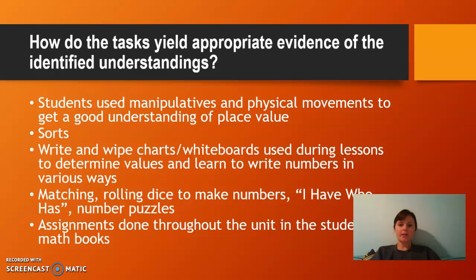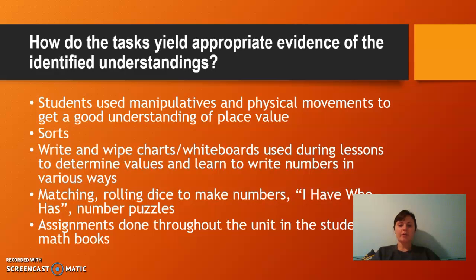Students had to use manipulatives such as base 10 blocks, 100 blocks, and 1 cubes, and physical movements to get a good understanding of place value. So in the very first lesson, I had them use the base 10 blocks to create numbers, and then compose tens into hundreds and compose ones into tens. And then we also used our bodies to make these numbers.